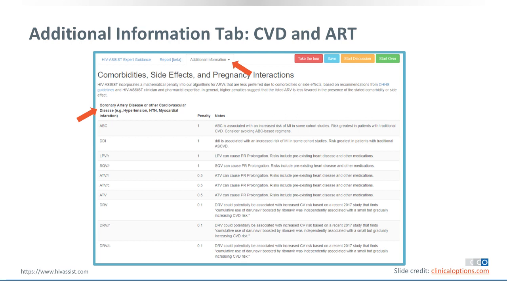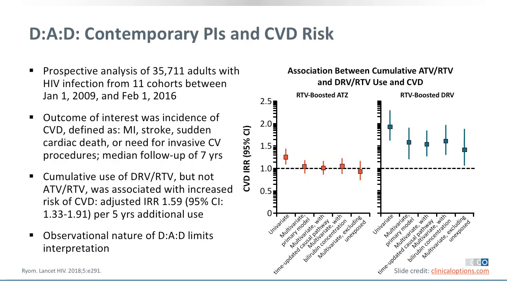And you can see that further down, darunavir is slightly penalized because it could potentially be associated with an increased cardiovascular risk. So I just wanted to bring up some recent data. This is the DAD study, the data collection on adverse events of anti-HIV drugs. And it actually showed, adjusted for every imaginable covariate that impacts cardiovascular risk, an increased risk with ritonavir-boosted darunavir-based regimens, by 50% per 5 years of darunavir exposure.